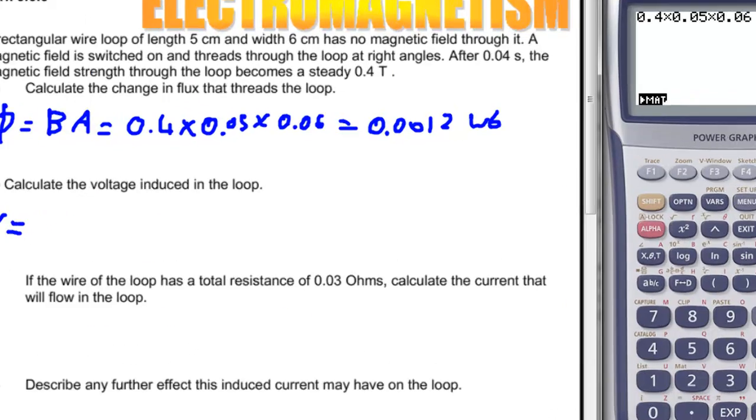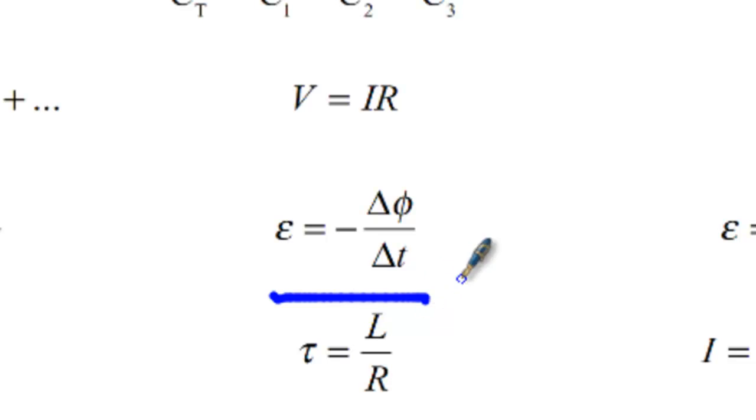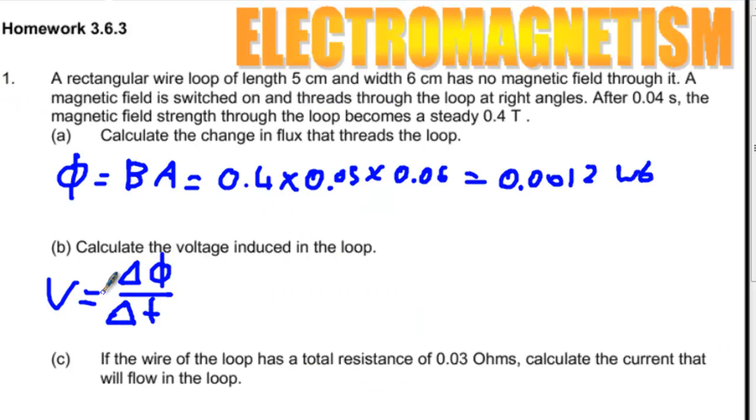If we head over to our formula sheet, we can see Faraday's law. Epsilon, being the electromotive force, is equal to the change in magnetic flux over the change in time. Let's make things easy for ourselves. Voltage equals negative. Negative comes from Lenz's law. Induced voltage equals negative d phi dt.